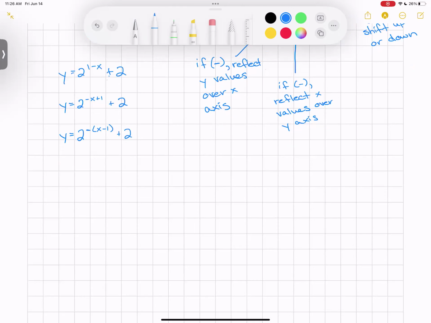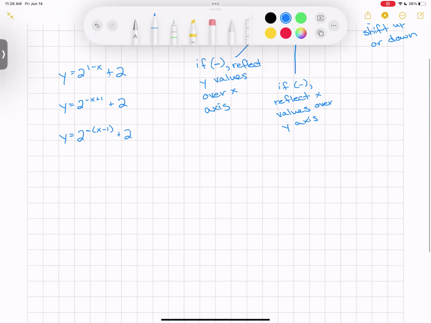So we start with a, but there's nothing in front of that 2, so we don't have an a value. Our b, so b is kind of attached to the x. In this case, then, it's negative. So b is -1. And so that means we're going to reflect our x values. And I'll put a 1 here because we should do this in order. So reflect our x values over the y-axis.